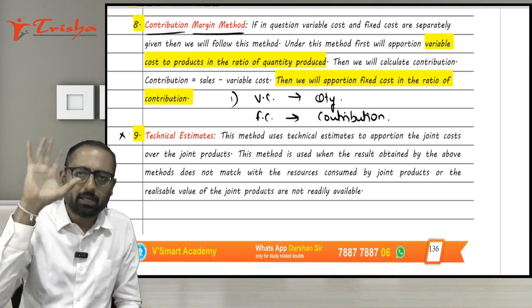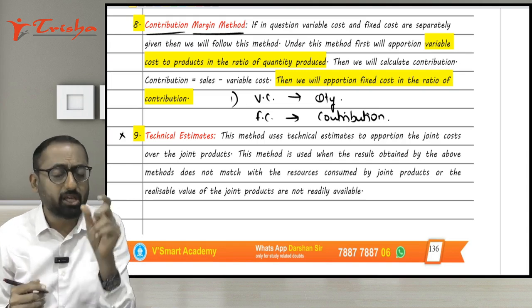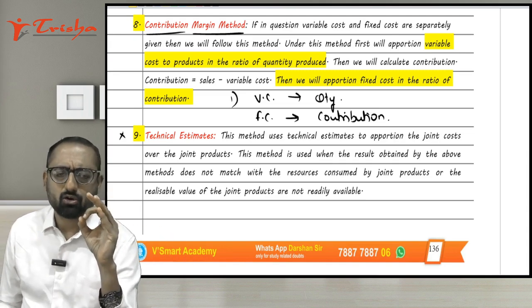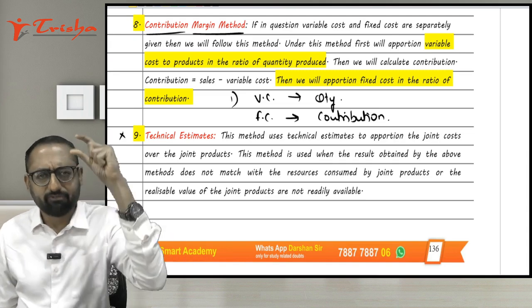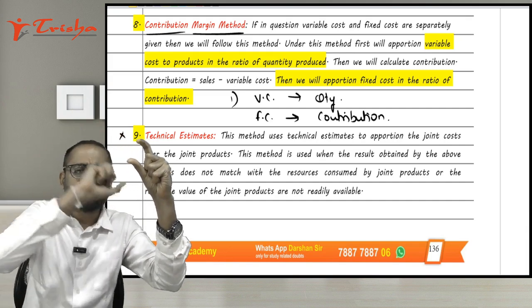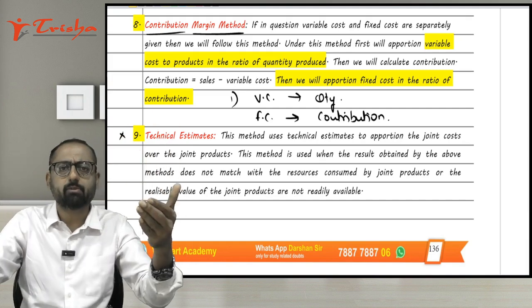The same format will be applicable for the constant gross margin method, and the constant gross margin method will be applicable if all the products' profit percentage is similar. How to calculate that constant gross margin is very simple, guys. Final sales value of all the products minus further processing cost of all the products minus selling and distribution expenses of all the products minus joint cost of all the products will be your gross profit.